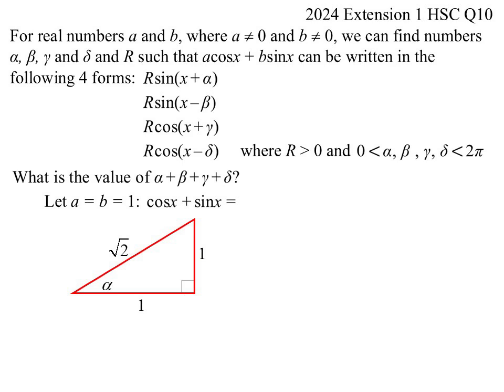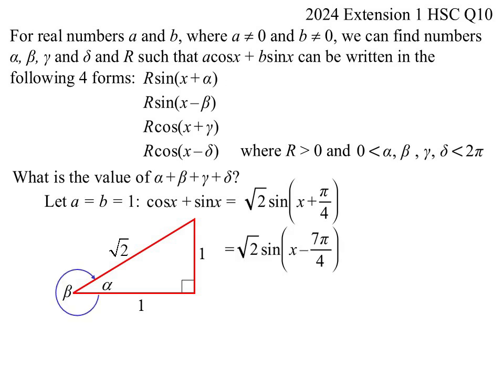Okay. I could now write it as root 2 sin of (x plus pi on 4). This acute angle would be pi on 4. So that's one of them. Alpha is pi on 4. But hang on a sec. That same angle alpha, instead of writing it as pi on 4, I could have written it as negative 7 pi on 4. So that now gives me what beta is.